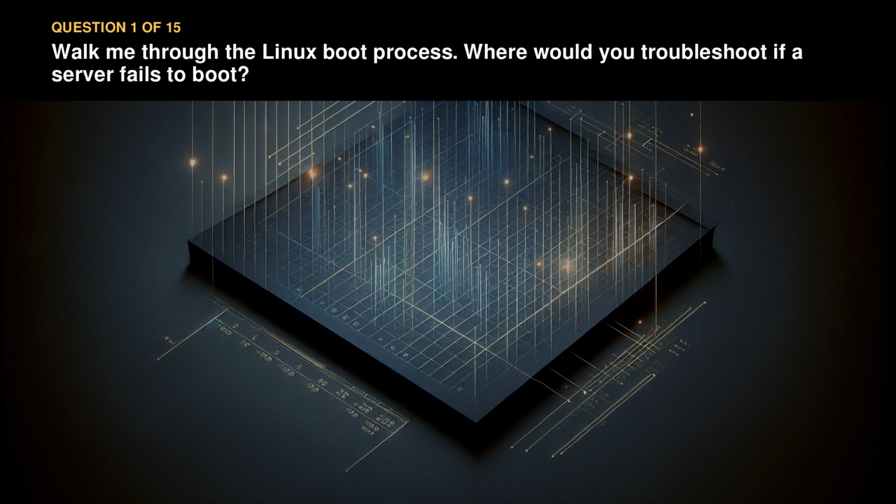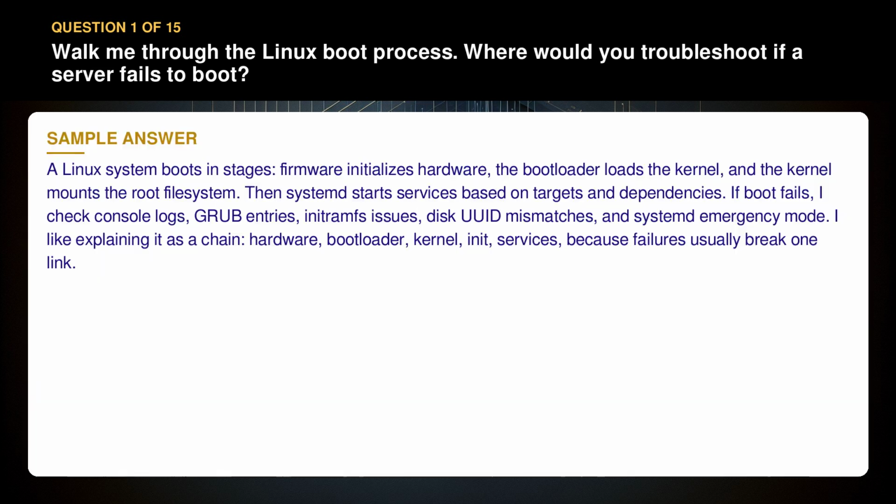Question 1. Walk me through the Linux boot process. Where would you troubleshoot if a server fails to boot? A Linux system boots in stages. Firmware initializes hardware. The bootloader loads the kernel, and the kernel mounts the root file system. Then systemd starts services based on targets and dependencies. If boot fails, I check console logs, grub entries, init ramfs issues, disk UUID mismatches, and systemd emergency mode.